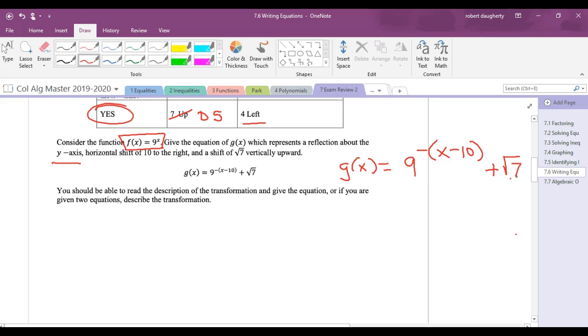And then in all of these exponentials, you know that the horizontal asymptote is going to be the line y equal square root of 7, whatever that number is that is out there.